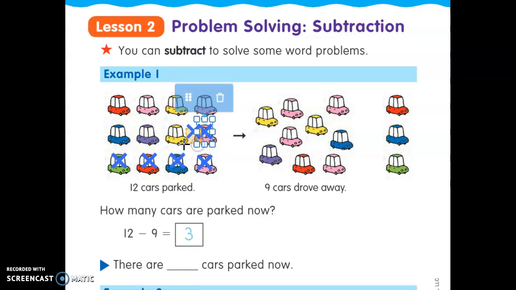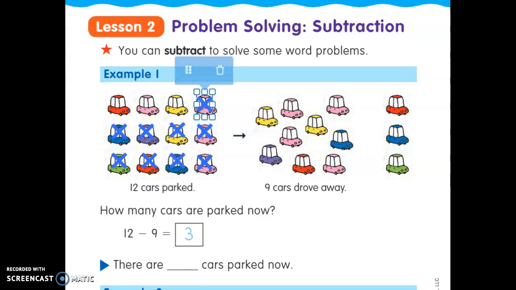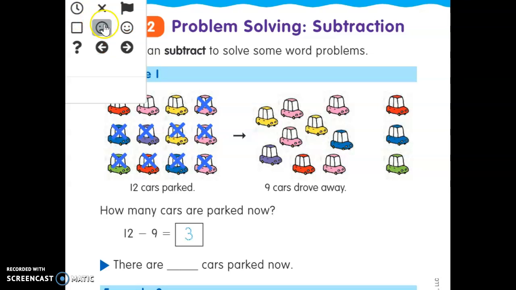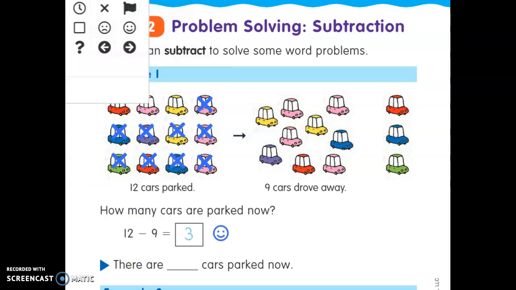So that's 4, 5, 6, 7, 8, and 9. Now we can see 9 cars drove away, and that's what they showed here. These are the 9 that drove away. So how many are left? We can count 1, 2, and 3 cars are left. So 12 minus 9 is 3.